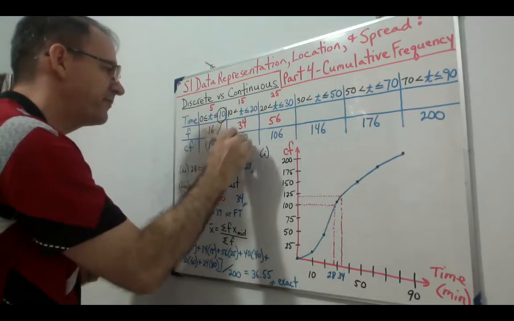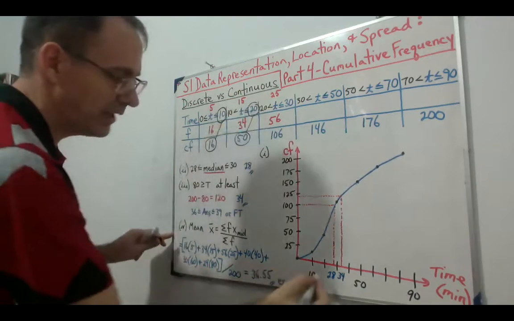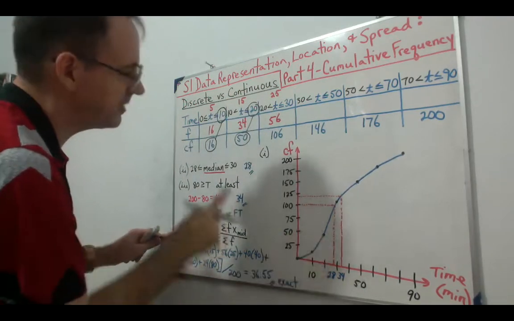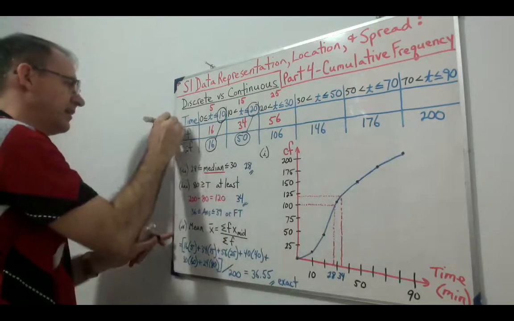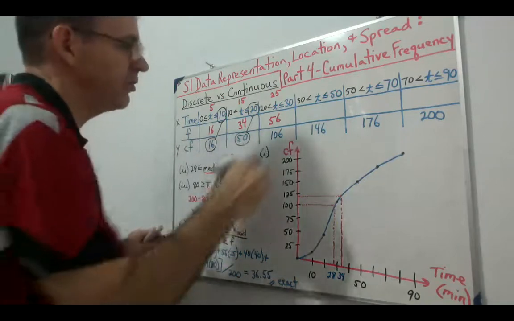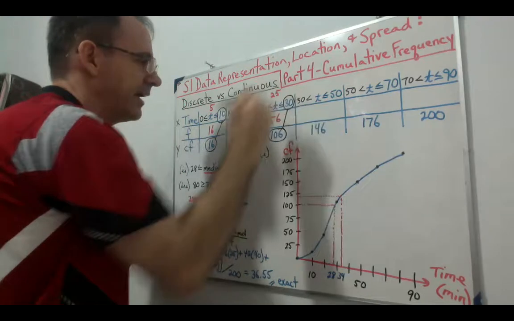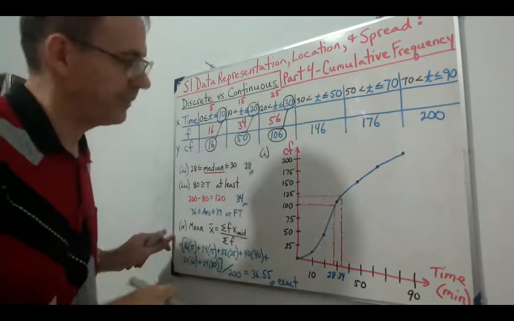Then at 50 goes to 20. So 20 on the x-axis, 50 on the y-axis. Remember, this is the x-axis, cumulative frequency is the y-axis. So you're graphing each cumulative frequency with the upper end of your class boundary.